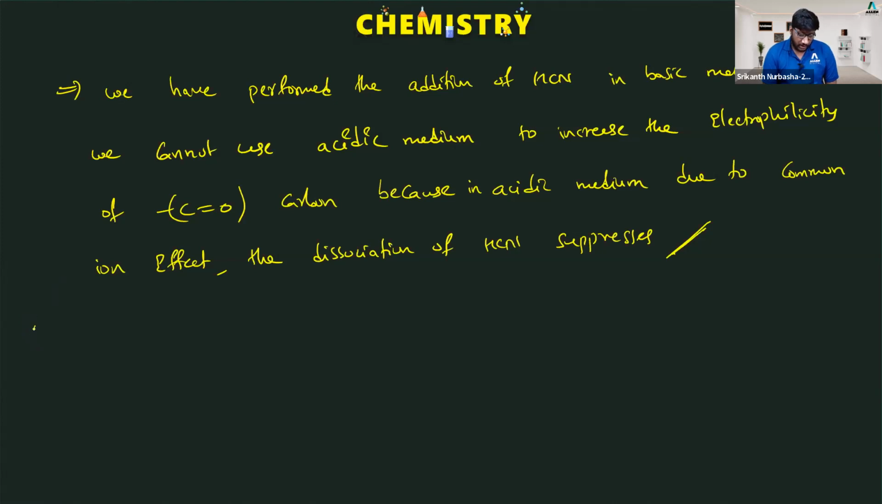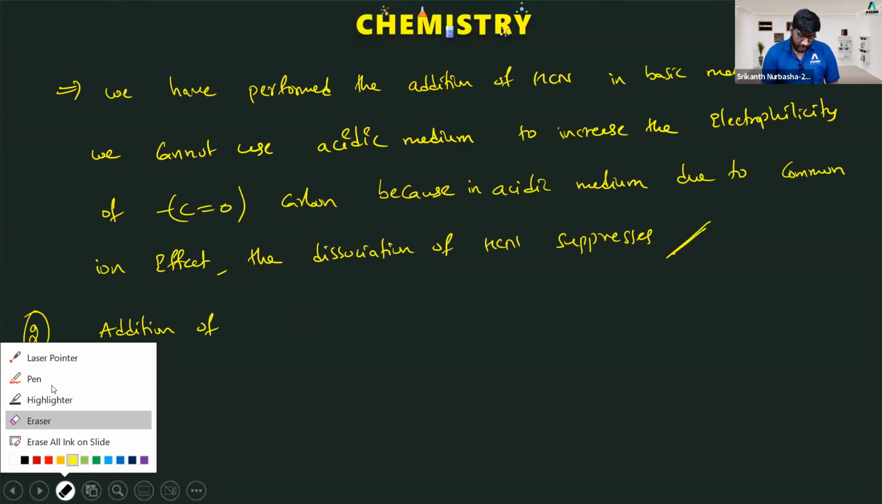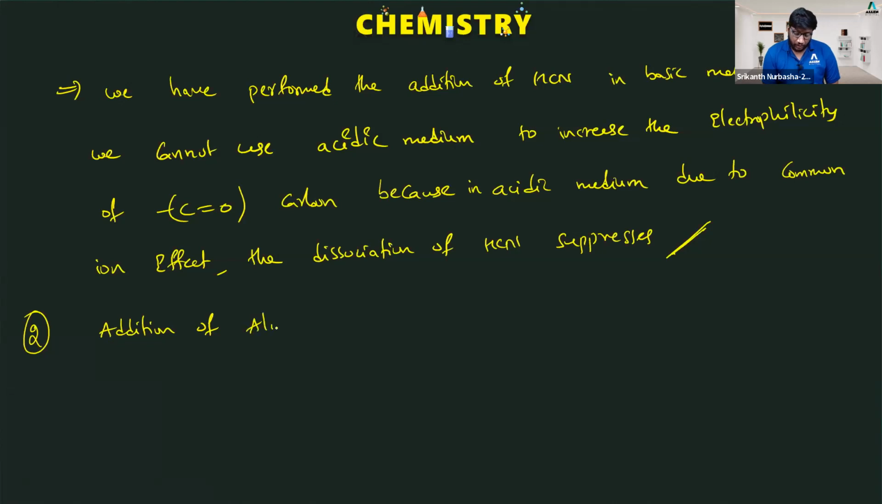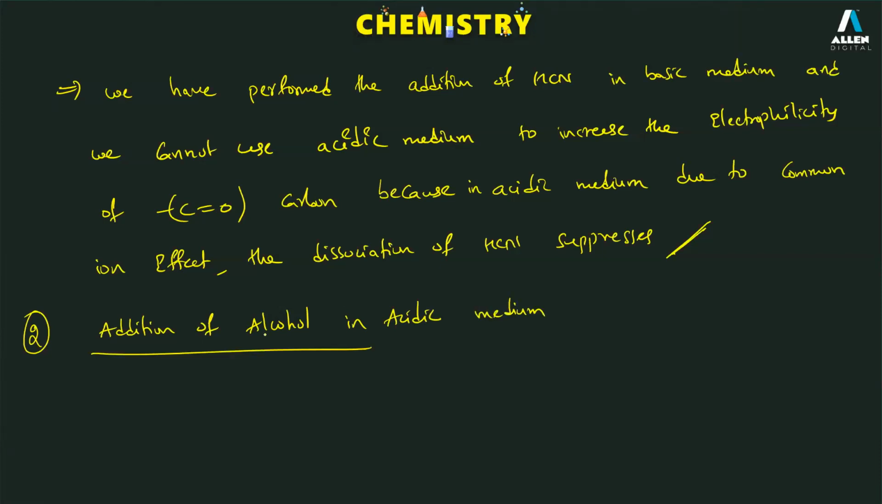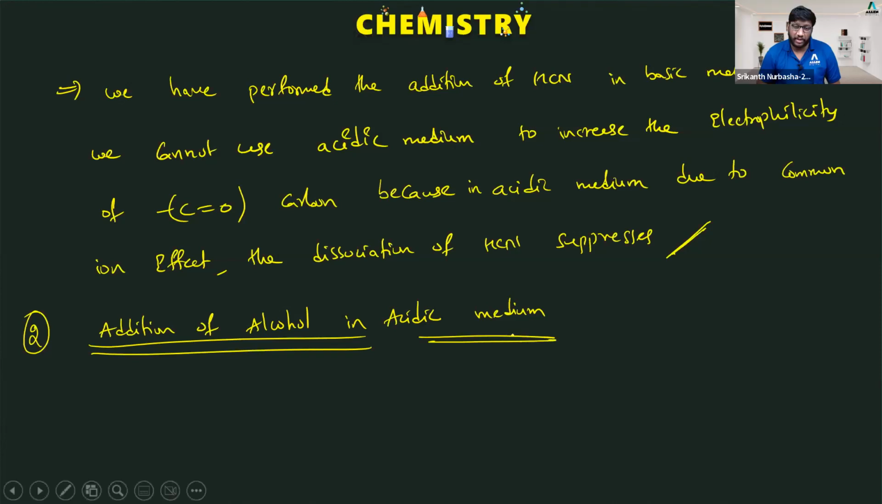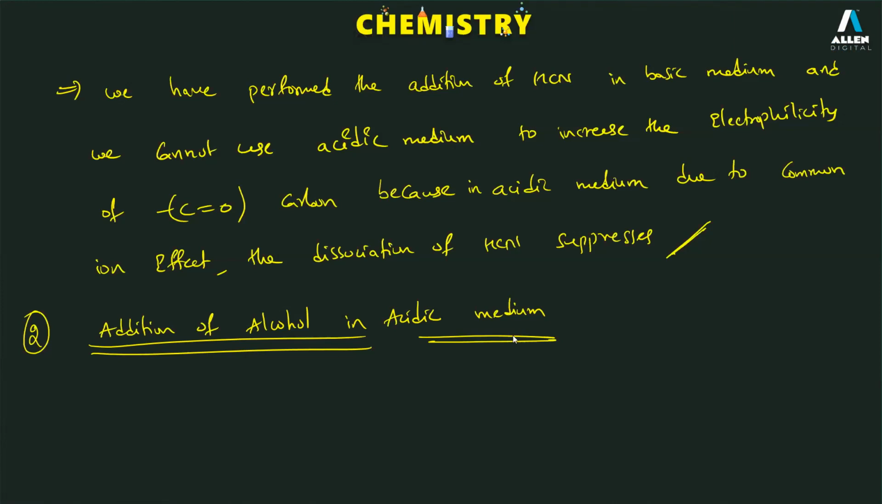So the second type of reaction is addition of water, addition of alcohol in acidic medium. Acidic medium or basic medium? Why can't you take a basic medium? Because OH minus ion will be produced in basic medium, and that can also act as a nucleophile.